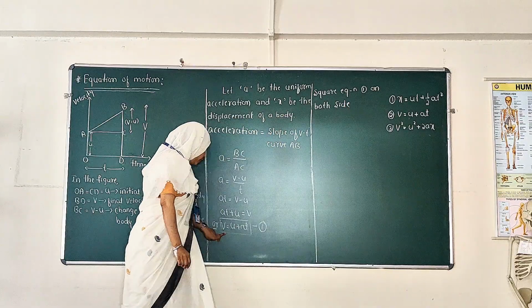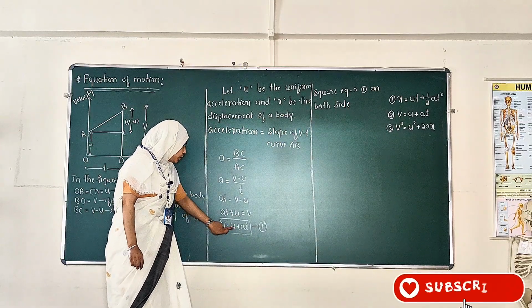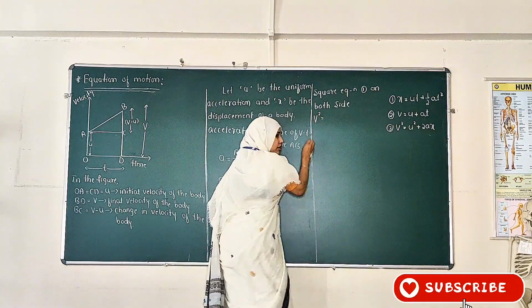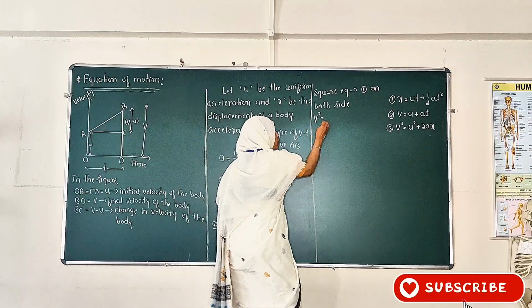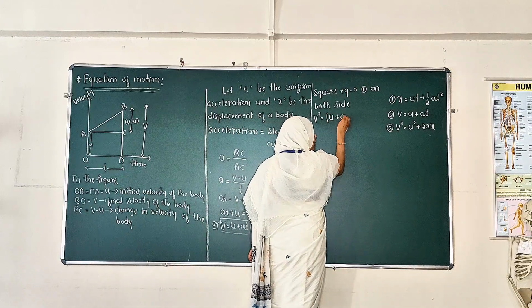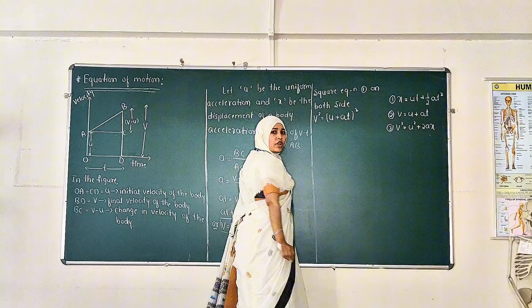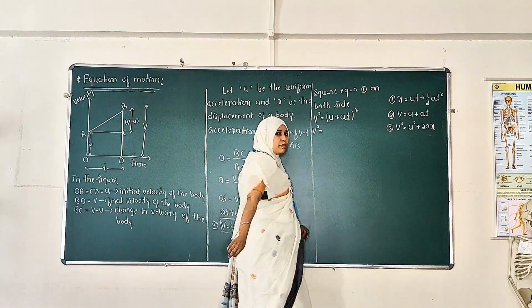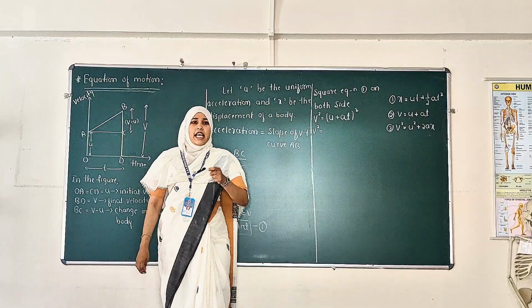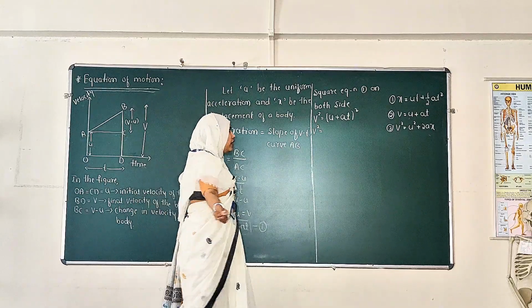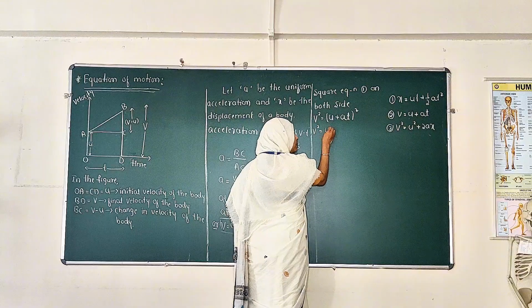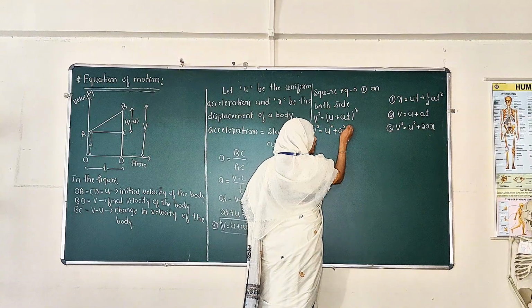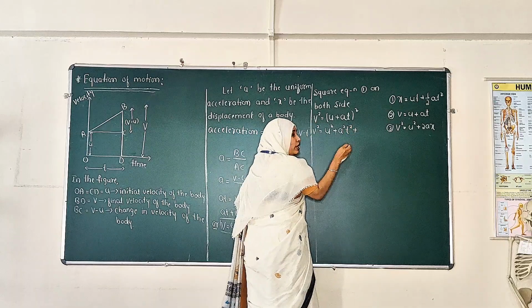What is equation 1? v is equal to u plus at. If I square the v, then it becomes v square. Here plus is there, therefore how to square? We have to square (u plus at) whole square. Then v square is equal to, is it in the form of (a plus b) whole square? What is the expansion of (a plus b) whole square? Dear student, you already know the expansion is a square plus b square plus 2ab.